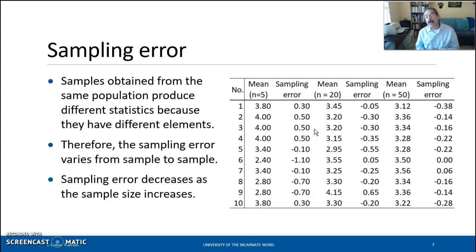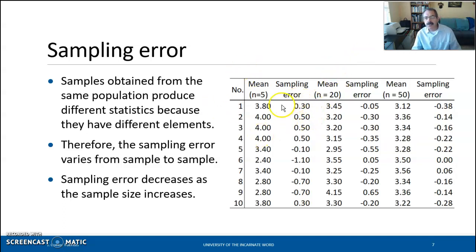All right. So now, in terms of that particular result, here I have a table where we see that the samples obtained from the same population produce different statistics because they have different elements in each sample. So the sampling error always varies from sample to sample. And one interesting observation is that the sampling error tends to be smaller on average as the sample size increases.